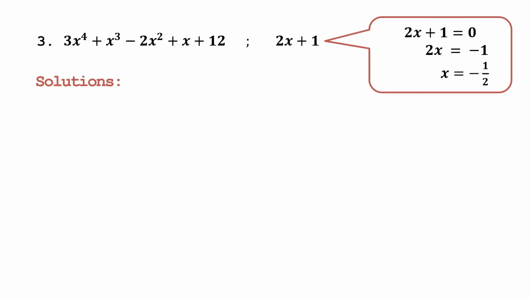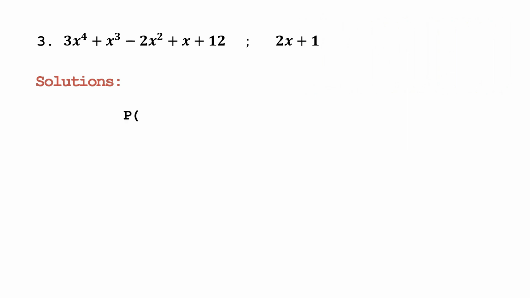Let us discuss the last example. We have 3x raised to 4 plus x cubed minus 2x squared plus x plus 12 divided by 2x plus 1. Let us compute for the value of x, and that is to equate 2x plus 1 to 0. Transpose positive 1 to the right side of the equation. We have 2x is equal to negative 1, and then divide both sides by 2 to obtain the value of x. That means the value of x is equal to negative 1/2.